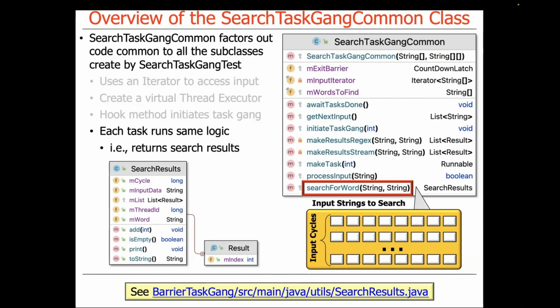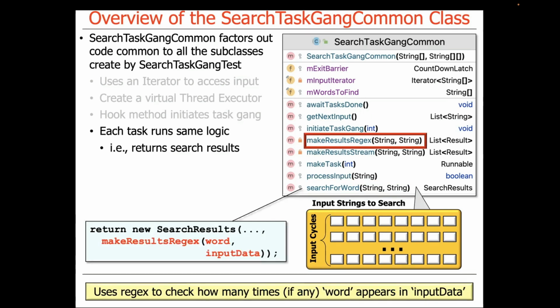Search results are a class that tells what input data we're dealing with, what word we searched for, and how many hits we found, as well as the indices into the input data where the hits occurred, where the words were found, if they were found at all. And we're going to use a regular expression to check how many times a word appears in the input data. We'll take a look at that here in just a minute.